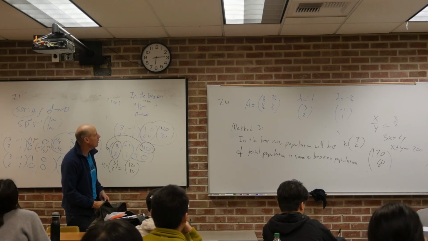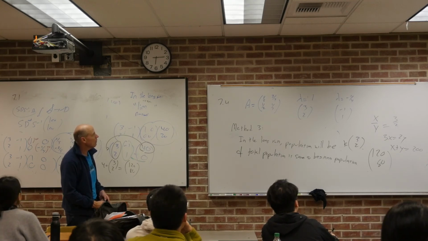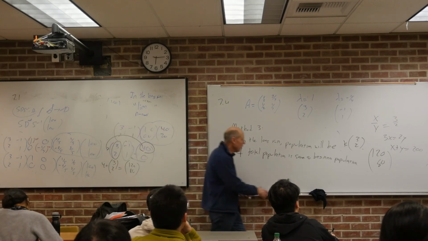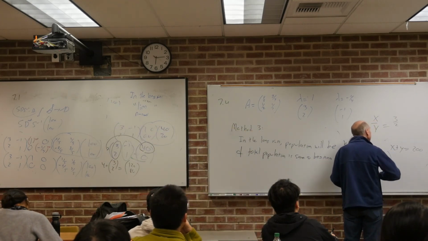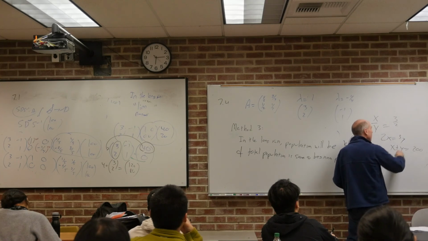So x to y: 3 x's for every 2 y's. So 2 x's equals 3 y's. That's what I said. 2 x's equals 3 y's.